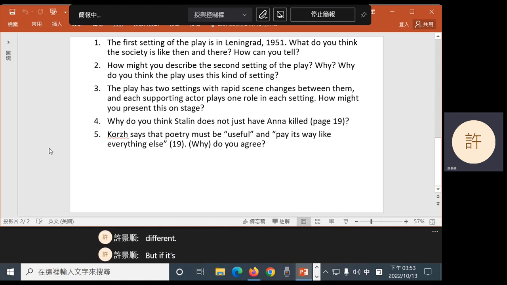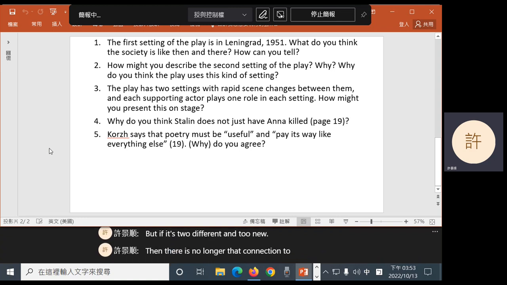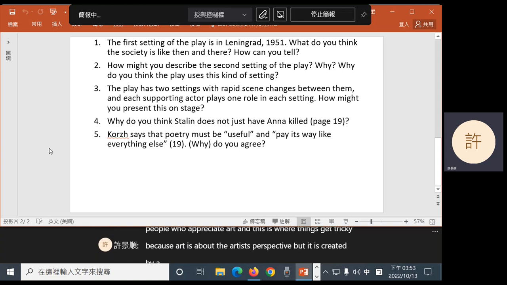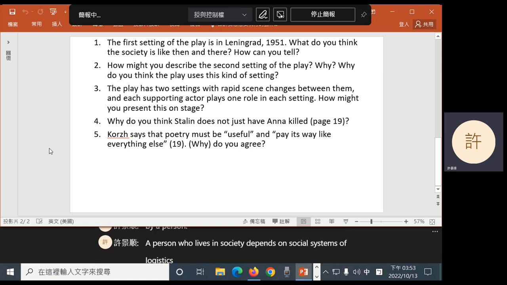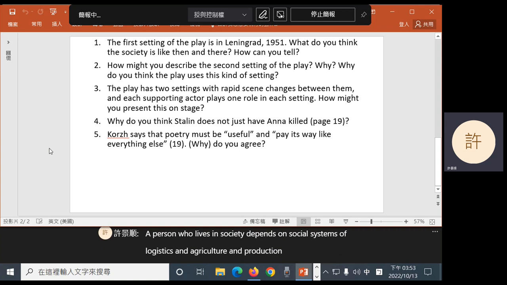But if it's too different and too new, then there's no longer that connection to society or even people who appreciate art. And this is where things get tricky, because art is about the artist's perspective, but it is created by a person who lives in society, depends on social systems of logistics and agriculture and production and consumption. An artist is always part of society. So from that angle, we can also say that an artist has some kind of duty to give back to society.